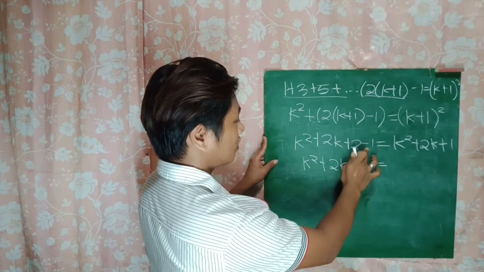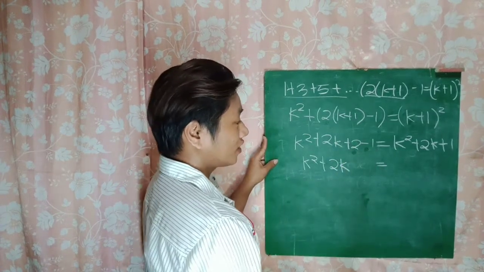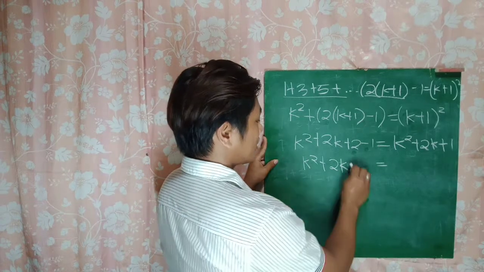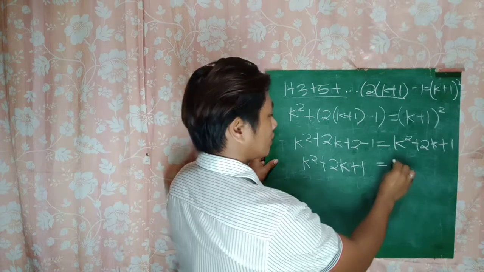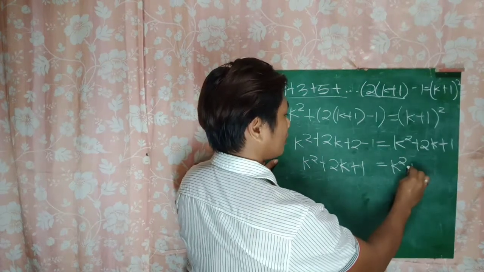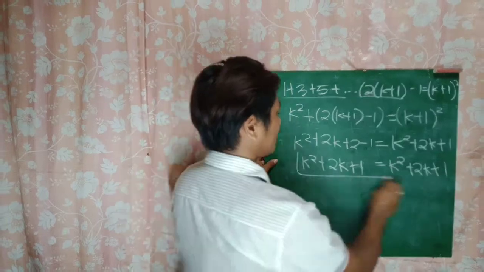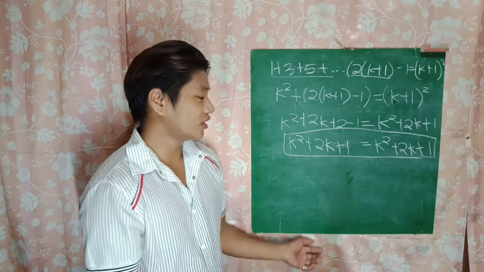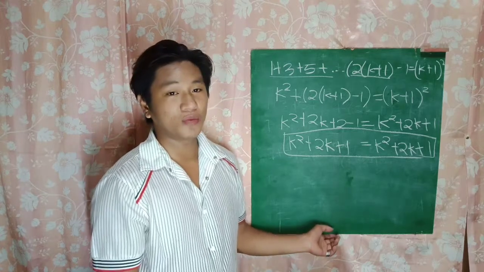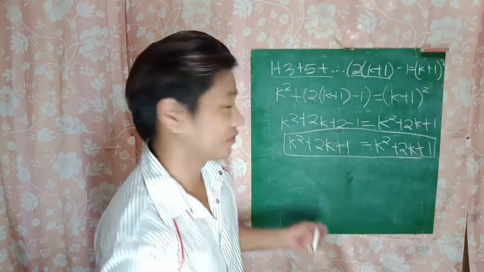Since 2 minus 1, they are like terms, so we need to copy the sign of the bigger number and then subtract. So we have 1. And then copy the equation of k squared plus 2k plus 1. So this is the final answer. So therefore, the given equation is possible for all positive integers. So we have another example.